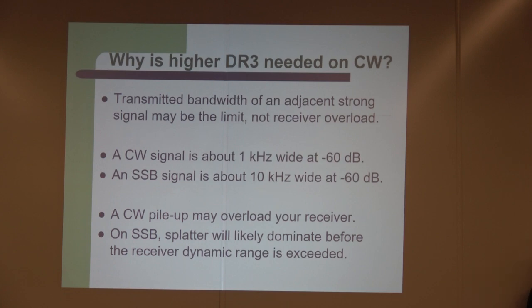So why do we need a higher dynamic range on CW? I mentioned that we kind of got away with it with the 70 dB radios on sideband, not so much on CW. A CW signal that's not full of key clicks is about a kilocycle wide at minus 60 dB. A sideband signal is about 10 kilocycles wide at minus 60 dB, which may be kind of a surprise, so the sidebands may be the limit.